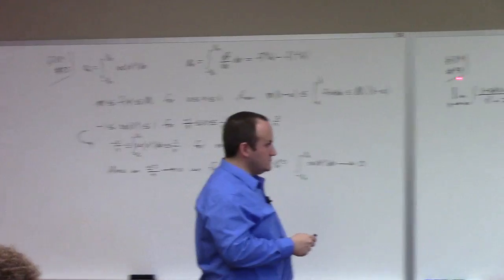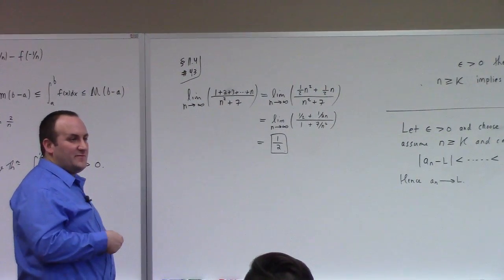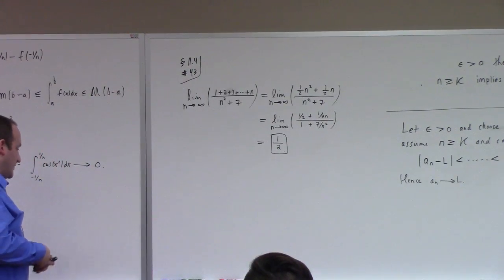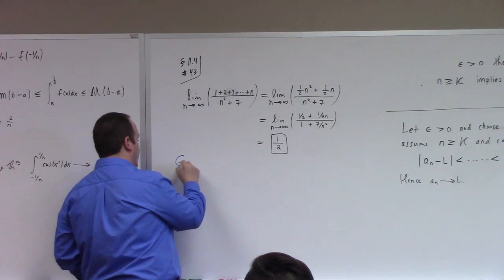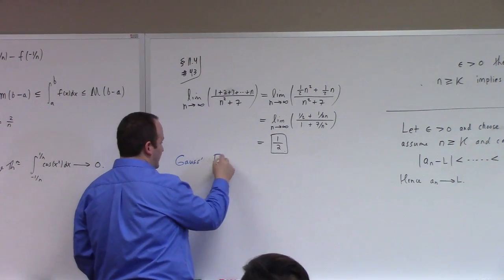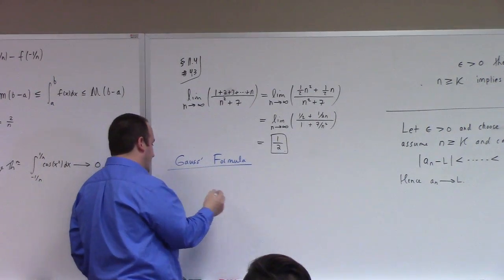This one, this problem 43, I assigned you guys 44. 43 and 44 are both just invitations for you to learn Gauss's formulas. Do you know what Gauss's formulas are? Well, he's got lots of them because he's Gauss. But this one he apparently knew as a child.